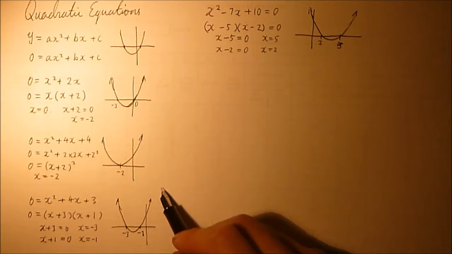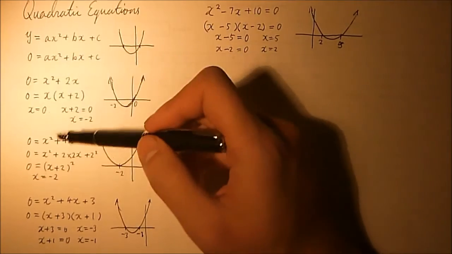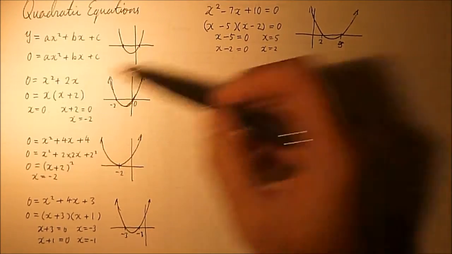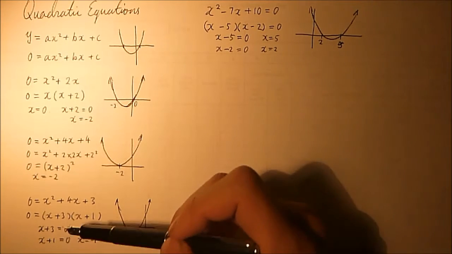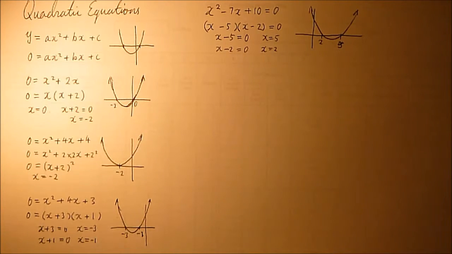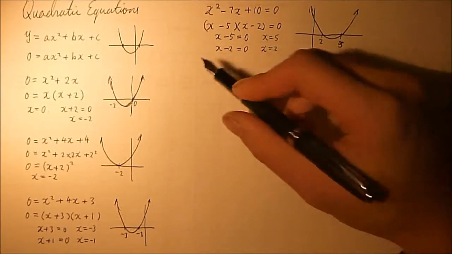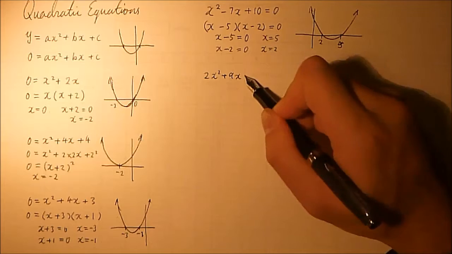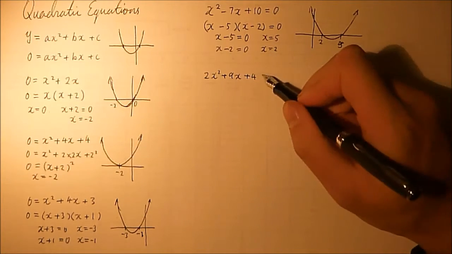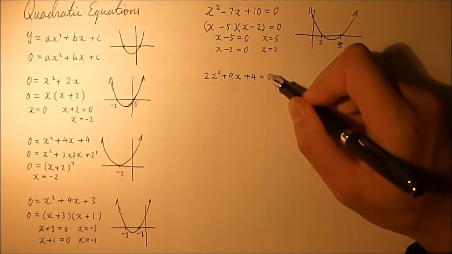So let's have something more complicated. As you can see here, the coefficients of x squared so far have all been 1. Now we have something larger than 1 for the coefficient of x squared. Let's have a look at this one: 2x squared plus 9x plus 4 equal to 0.